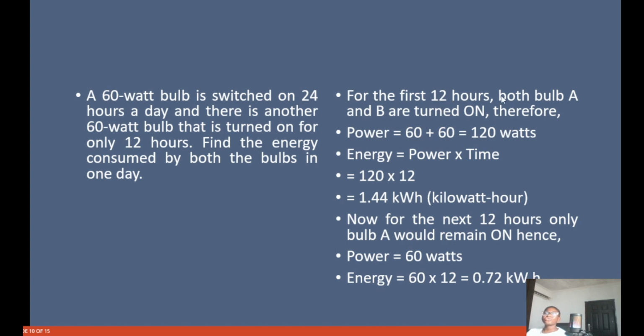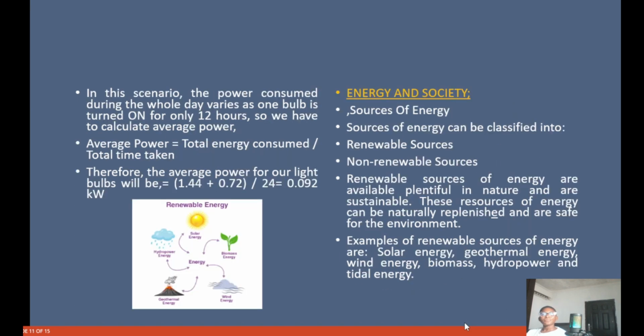So look at it now. For the first 12 hours, both bulbs are turned on. Therefore, power is equal to 60 watts for each one. This one, 60 watts, is switched on for 24 hours a day, while the other one is switched on for 12 hours a day. So we want to know the kilowatt first. So 60 plus 60 will give us the watts. That is 60 plus 60, which is equal to 120. 120 divided by 1000 will give us the kilowatt. Then for kilowatt hour, you multiply by the hours that we have. We have the first one for 24 hours, the other one for 12 hours. That's 12 plus 24, that's 36 hours. That's all we need.